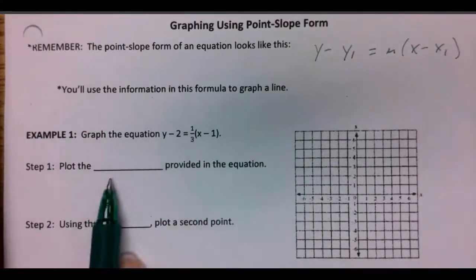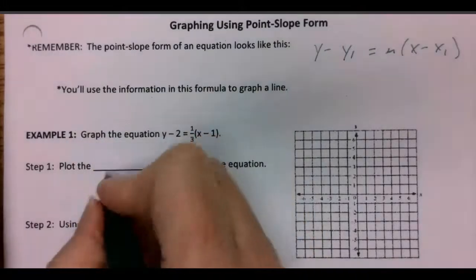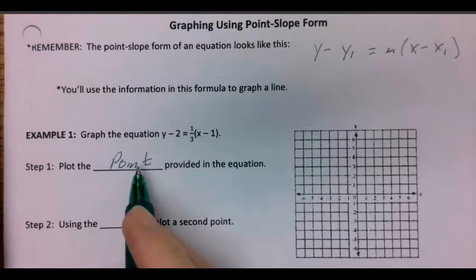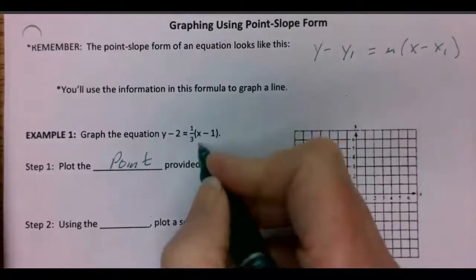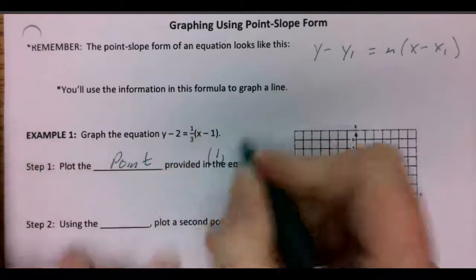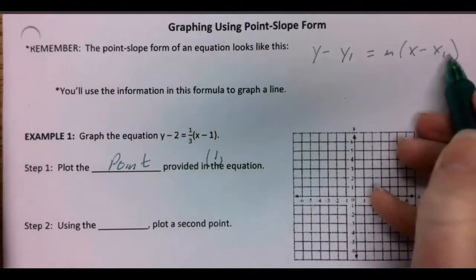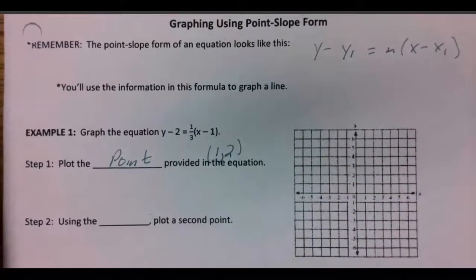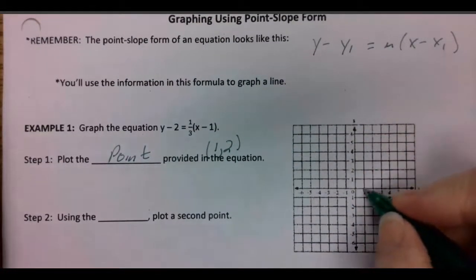So the first thing we're going to do is plot the point. Okay? This should look familiar. With slope-intercept, we plotted the y-intercept. So what's my point? Let's always write down the point. The point here is 1, because remember, we want subtraction. If we have subtraction, that means everything comes out to be positive. That's our point. So we're going to plot 1, 2.